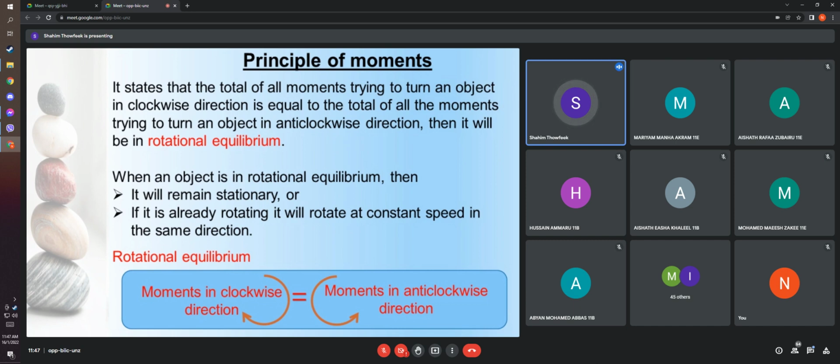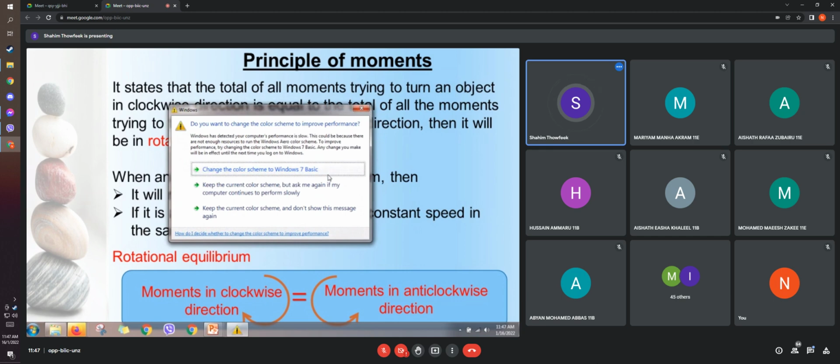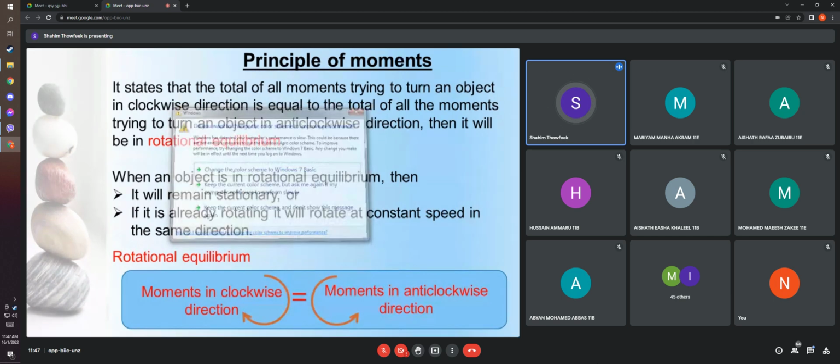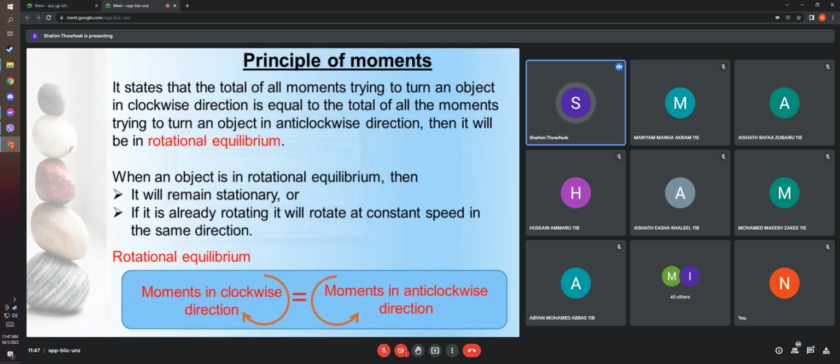So what are the conditions for rotational equilibrium? When an object is in rotational equilibrium, the moments in clockwise direction will be equal to the moments in anti-clockwise direction. The anti-clockwise term, sometimes they will use counterclockwise. Both terms are the same, anti-clockwise or counterclockwise direction.